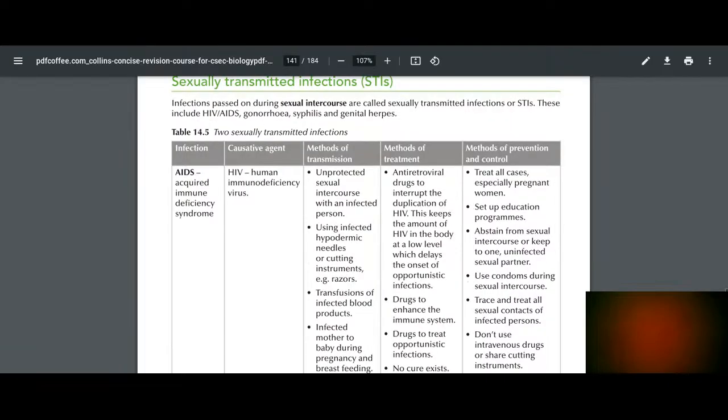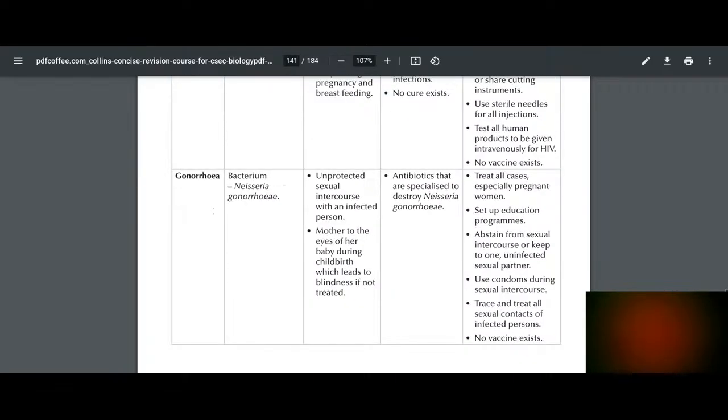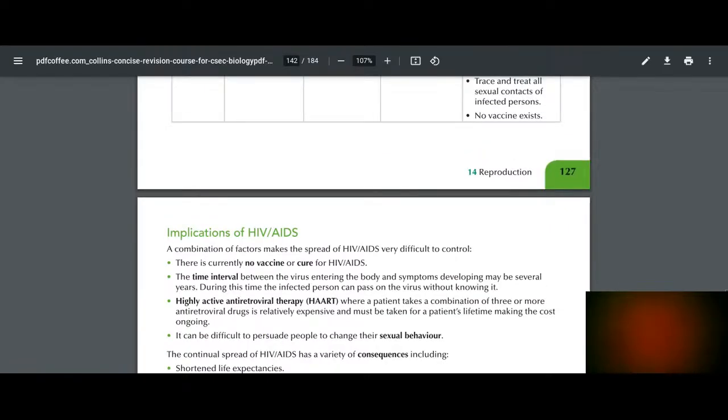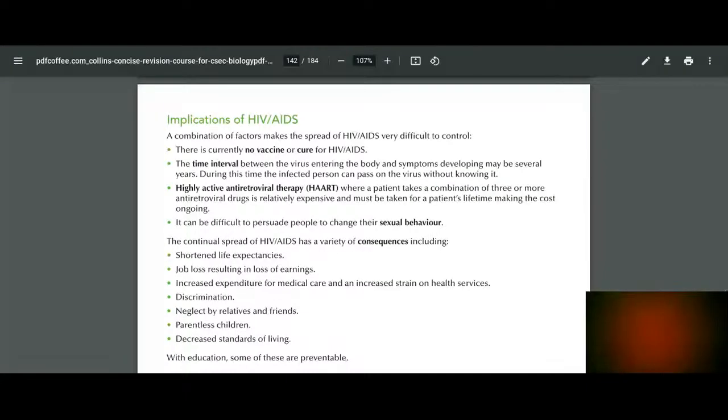So, sexually transmitted diseases: we have AIDS, we have gonorrhea, AIDS and sex. All right, so the implication of HIV or AIDS.